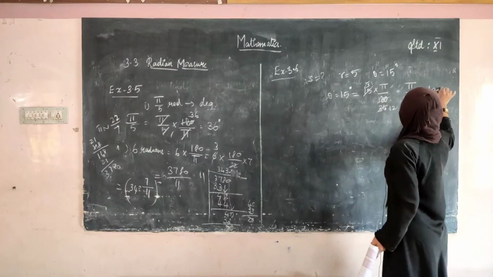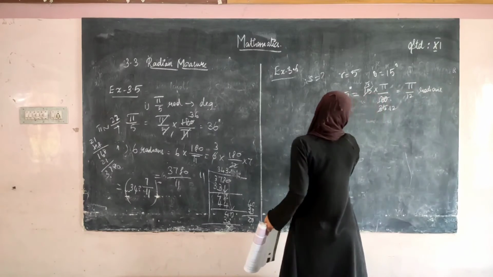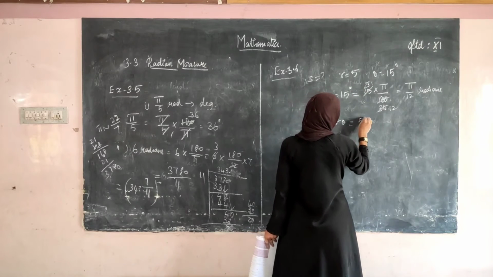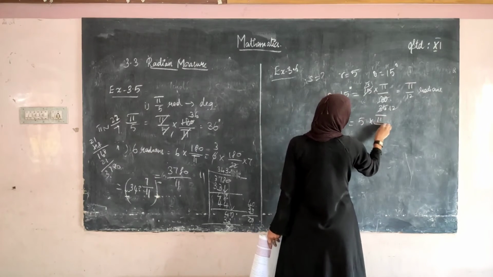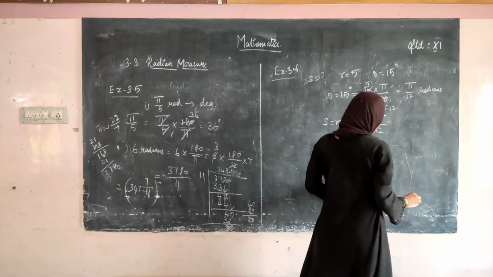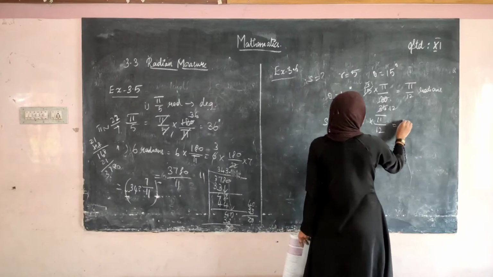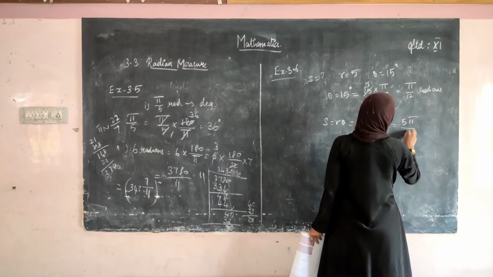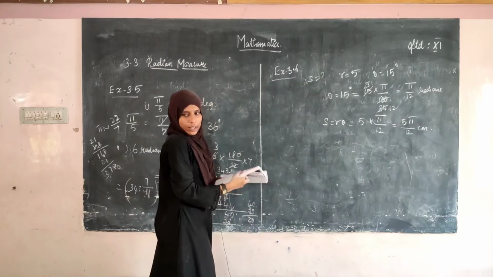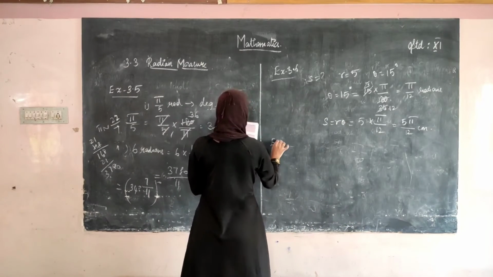Now you can use this in the formula. We have to find S. We know that S is equal to R into theta. What is R? R is 5, into theta, which is pi divided by 12. So instead of pi we can substitute 22 divided by 7. Otherwise, you can use 5 pi divided by 12 centimeters. This is the arc length. Okay, now let us see the next example.